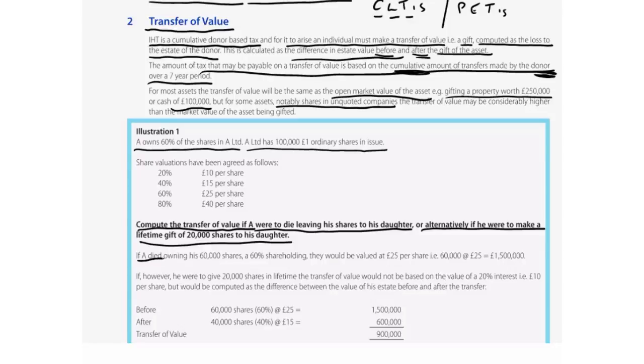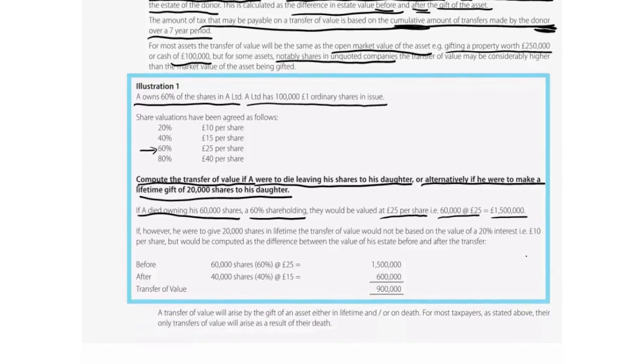The first one. If A died owning 60,000 shares, what did I have before the death? 60,000 shares. After? Nothing. How do we value 60,000 shares? It's a 60% shareholding. So looking at our list, for a 60% shareholding we would value those shares at £25 per share. 60,000 at £25 would be £1.5 million. A very easy calculation at the point of death.